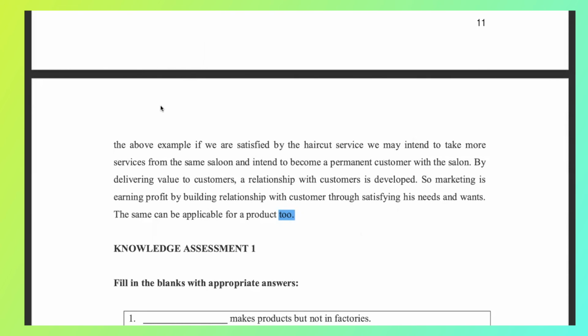So marketing is earning profits, right? So once you pay for a product or service, now the company is earning money. But at the same time, they can only keep earning money as long as they have a relationship with the customer through satisfying a person's needs and wants. So if a person needs a particular product or service, and the marketer fulfills it by giving those products and services, only then the customer will pay again and again. And this can be applicable for a product as well. So that brings us to the end.